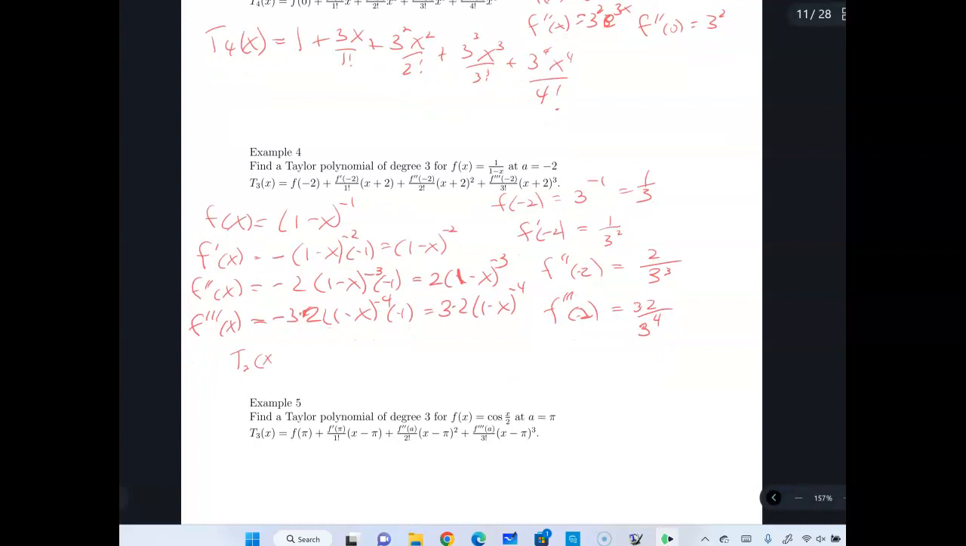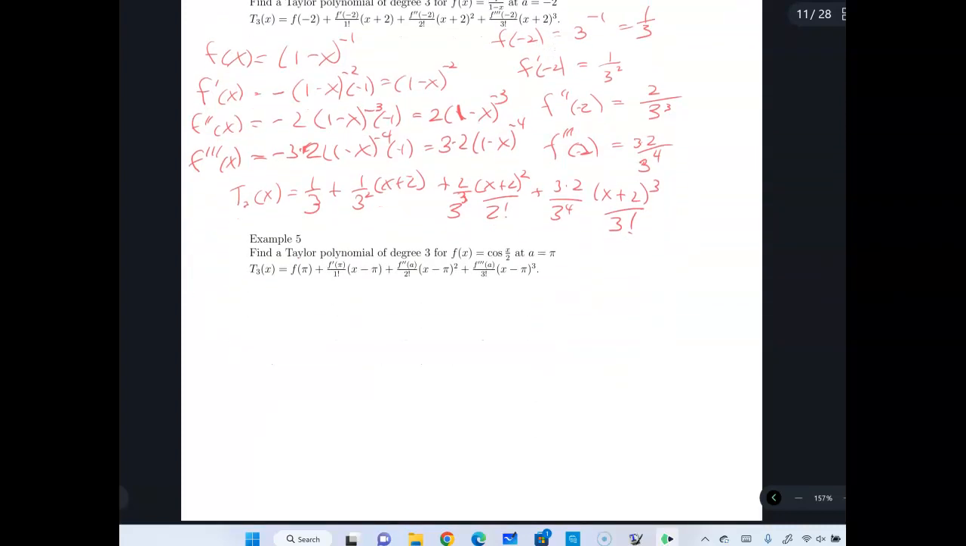So my Taylor polynomial will be 1/3 plus 1 over 3 squared, (x plus 2) to the 1 power over 1 factorial, plus 2 over 3 cubed, (x plus 2) squared over 2 factorial, plus 3 times 2 over 3 to the 4th, (x plus 2) cubed over 3 factorial.